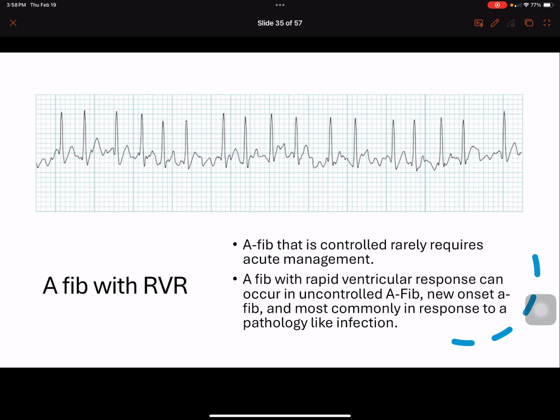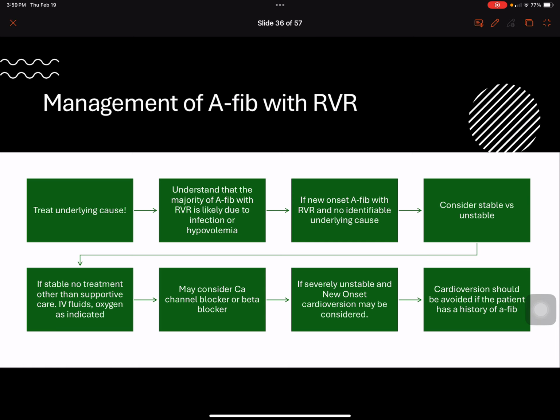Now, again, always ask yourself, is there an underlying infection? Is there an underlying hypovolemia that's triggered this? If so, then I'm going to treat that underlying cause. If not, if this is a new onset AFib RVR, then whether the patient is stable or unstable will tell us what we do. So first, underlying cause consideration. Then understand a majority of these can be explained by something. But if it's new onset AFib RVR or the patient is on anticoagulants, then we need to ask ourselves, is it stable or unstable?